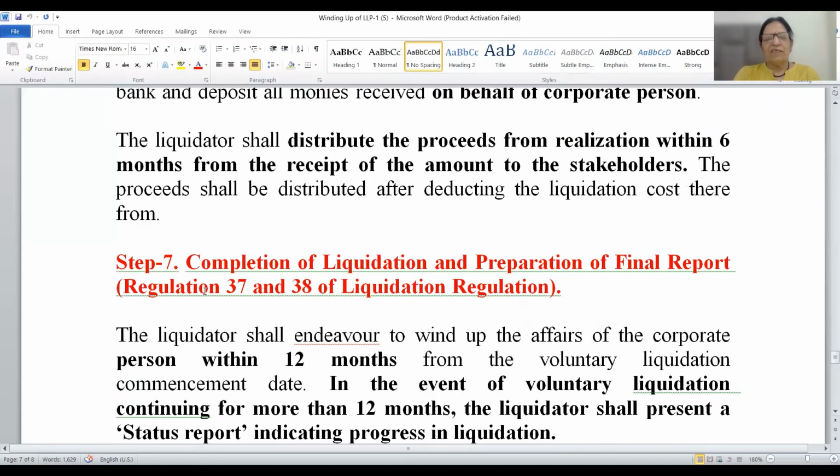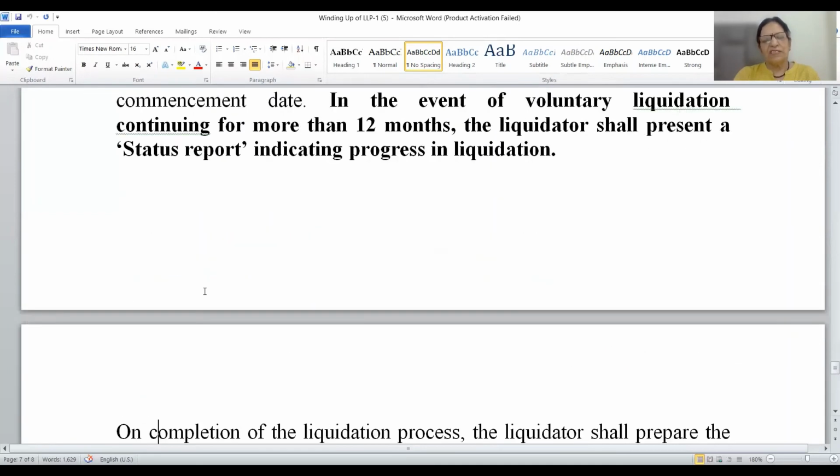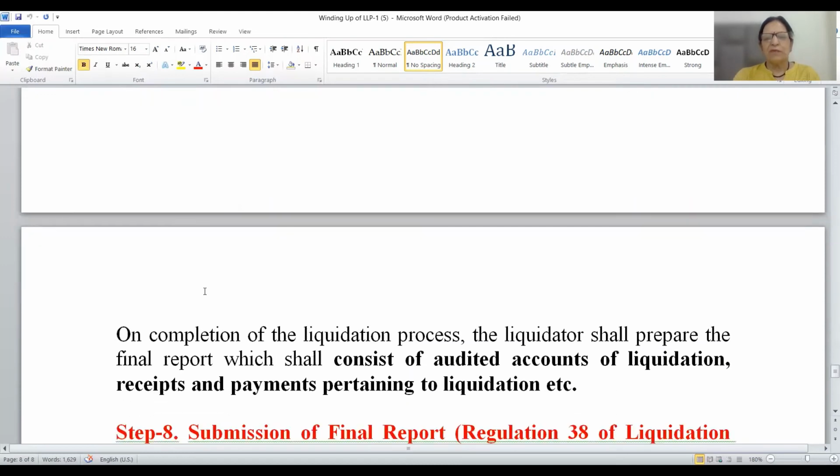In case the voluntary liquidation process continues for more than 12 months, then the liquidator is required to present a status report indicating what is the process of the liquidation, to what extent the formalities have been fulfilled, and how much extra time it will take now. On completion of the liquidation process, the liquidator shall prepare the final report, which shall consist of audited accounts of liquidation, receipts and payments. So friends, it means the accounts of liquidation, receipts and payments are to be audited. And then only the final report has to be prepared on the basis of that.